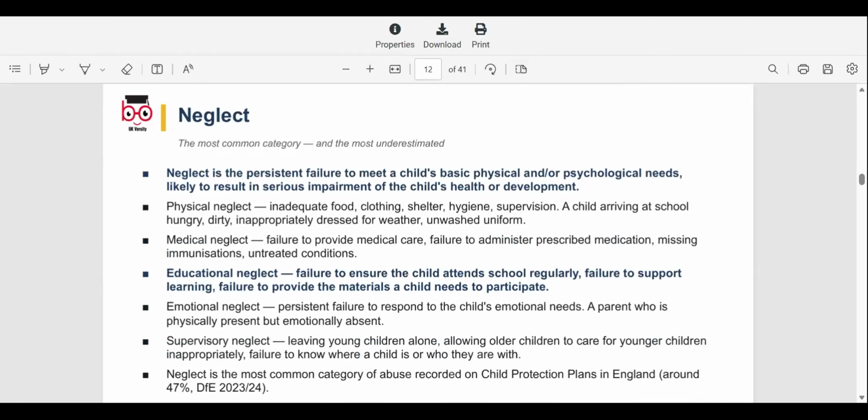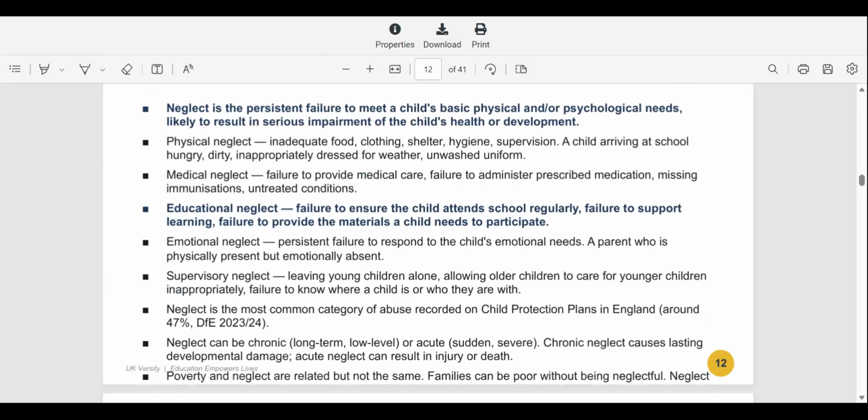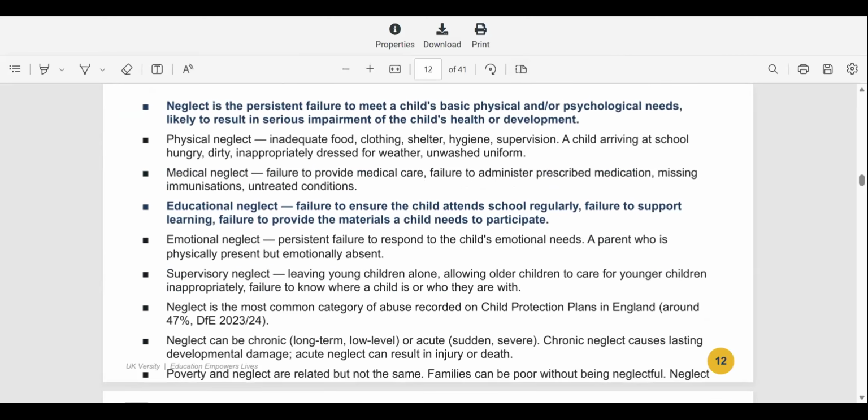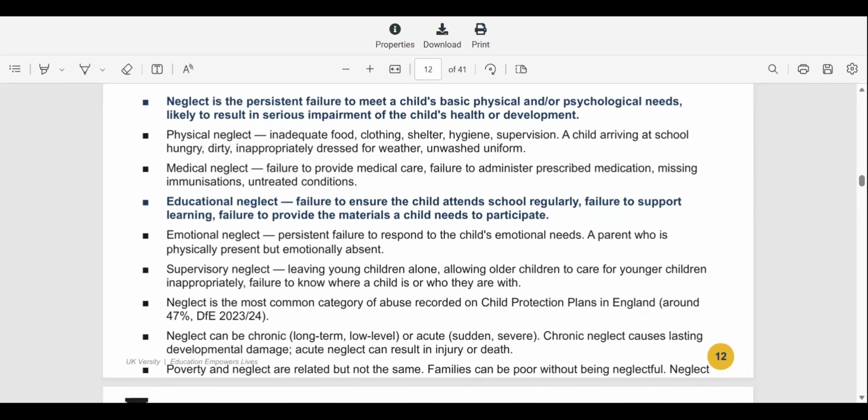We've got neglect, which is again things like neglecting their psychological or physical needs. It might be food, it might be clothing, hygiene. A child could come to school and is not dressed properly, they may smell. Medical neglect, not giving the child their immunization. Emotional neglect, supervisory neglect. These are elements of neglect.